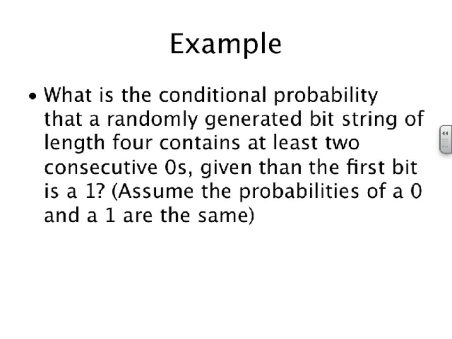An example of conditional probability follows. What is the conditional probability that a randomly generated bit string of length 4 contains at least 2 consecutive zeros, given that the first bit is a 1? Assume that the probabilities of a 1 and a 0 are equally likely.